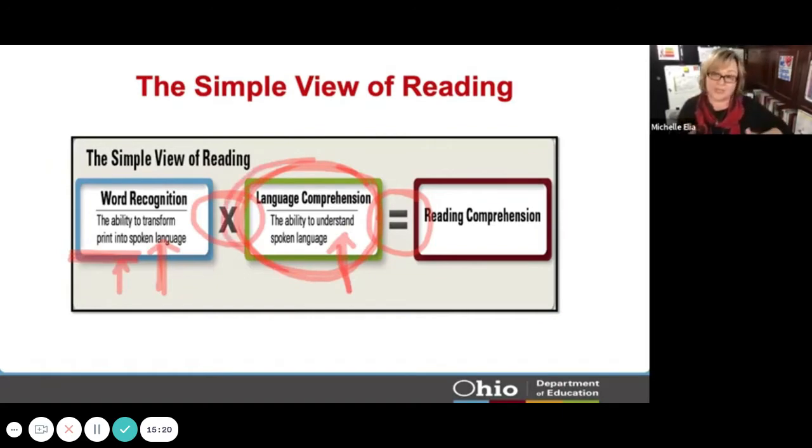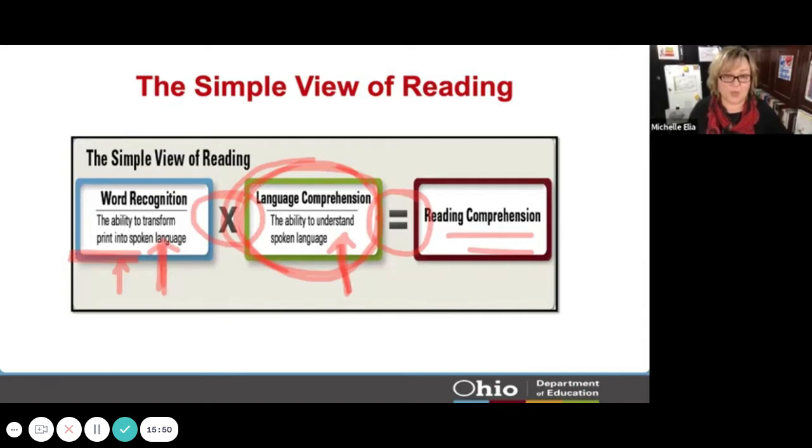However, we are all in on both sides. If we neglect any one side of the simple view of reading, anything times 0 is 0. And so that will dramatically impact our reading comprehension. So we can use this as a guideline for good instruction, but also as a way of diagnosing issues that our children might be having and intervening appropriately. Because we may have to intervene in word rec, we may have to intervene in language comp, or we may have to intervene in both.